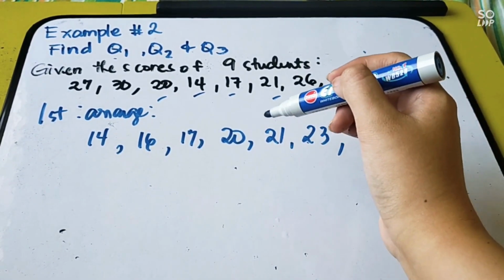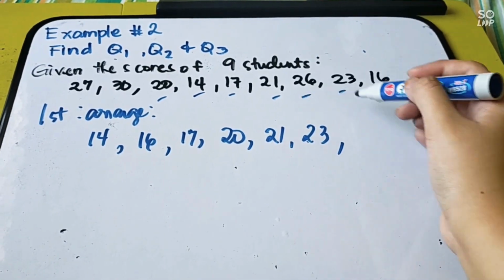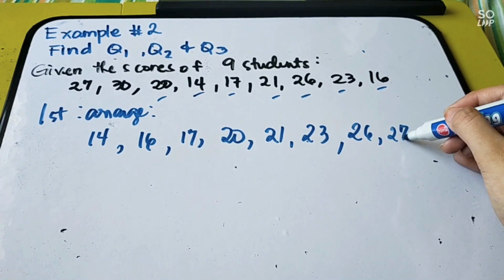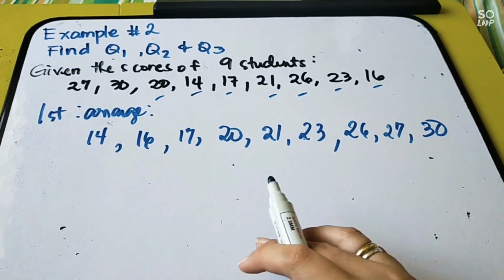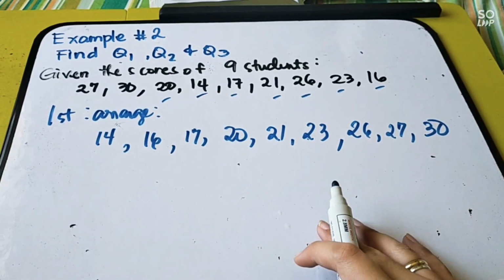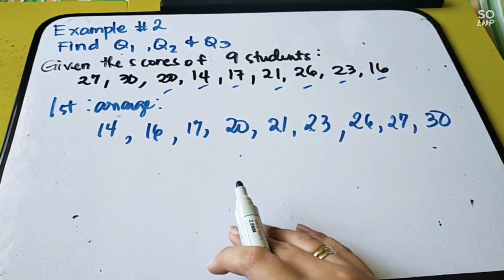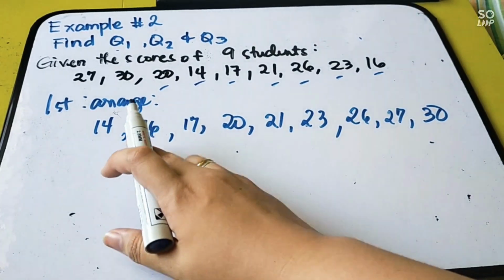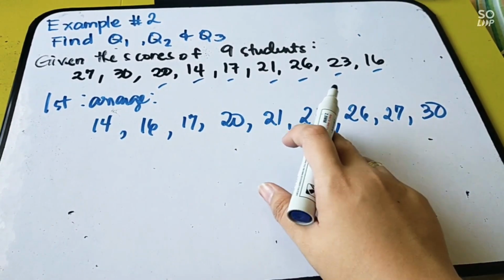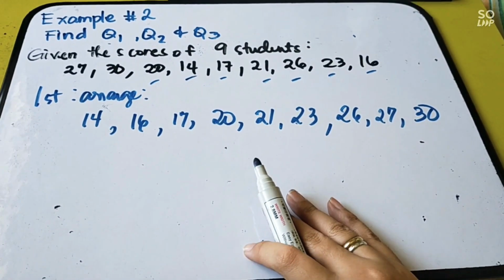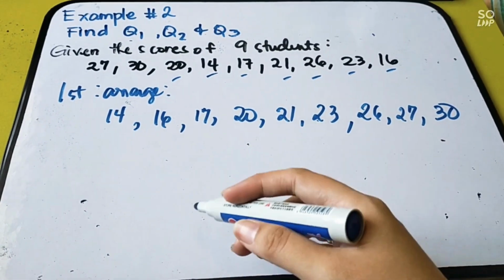23. Then, we have 26. Then, we have 27. And then, 30. So, kapag kayo mag-a-arrange, mas maganda kung lalagyan nyo ng tanda para makikita nyo kung meron ka bang kulang or wala. Okay? We have here 1, 2, 3, 4, 5, 6, 7, 8, 9. Ayan, 9 na. Sakto. So, this time, find ulit natin kung anong case siya.